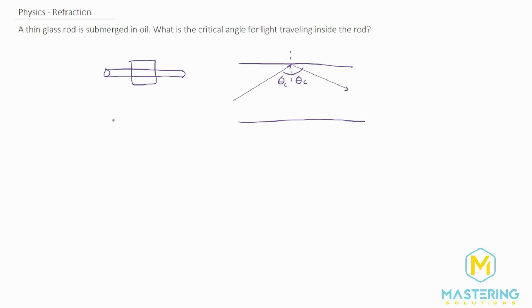So to find the critical angle, or the angle for total internal reflection, we're going to use the equation given in the book. So theta sub c is equal to the inverse sine of n2 divided by n1.